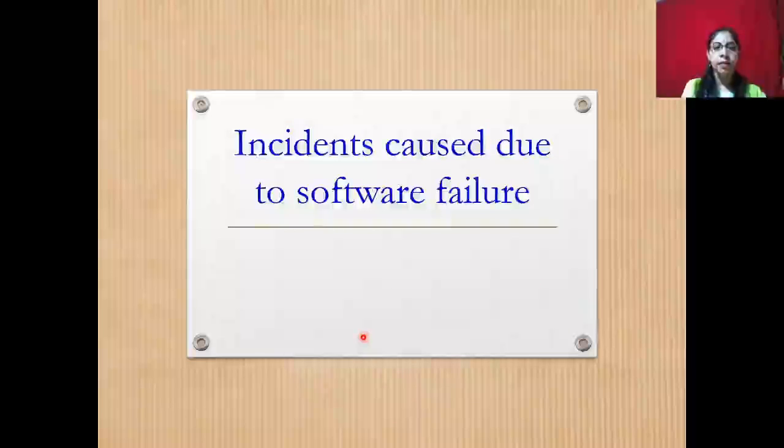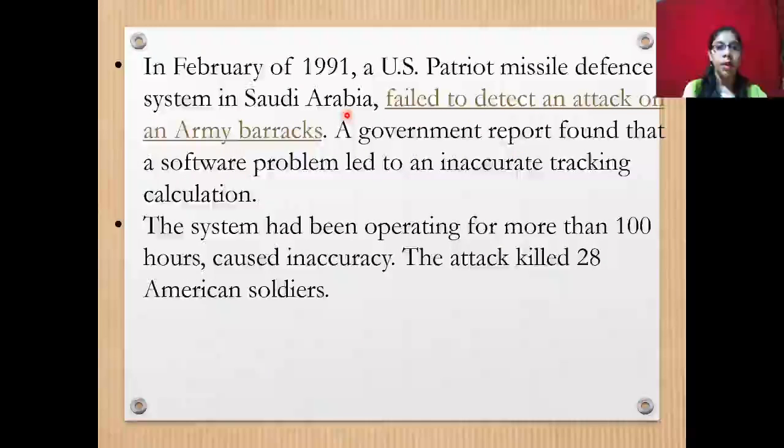Now let us see the various incidents caused due to software failure. In February of 1991, a US Patriot missile defense system in Saudi Arabia failed to detect an attack on an army barracks. A government report found that a software problem led to an inaccurate tracking calculation. So in this software, all the conditions of the software were not tested properly.